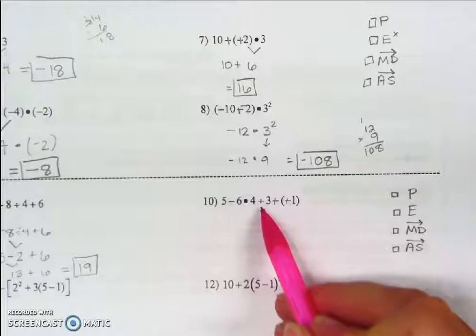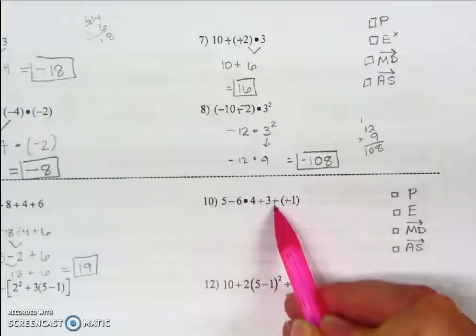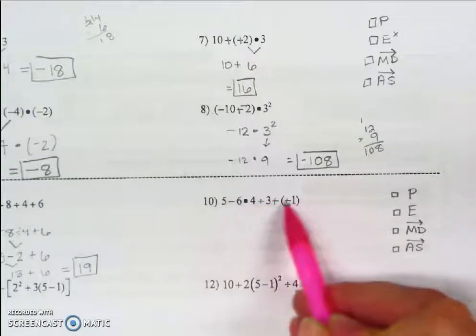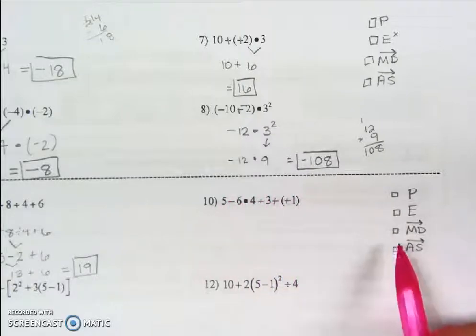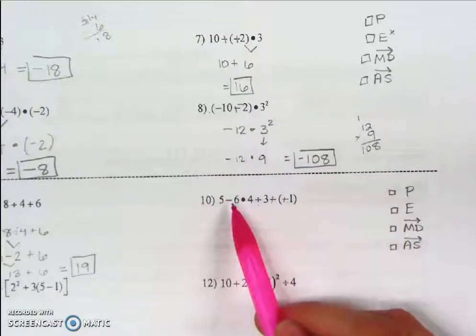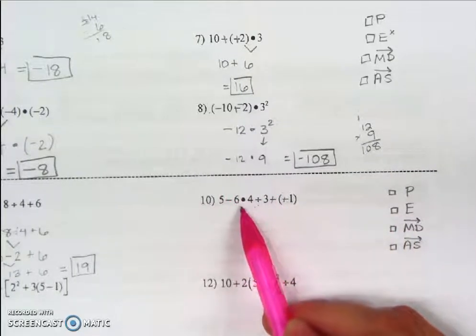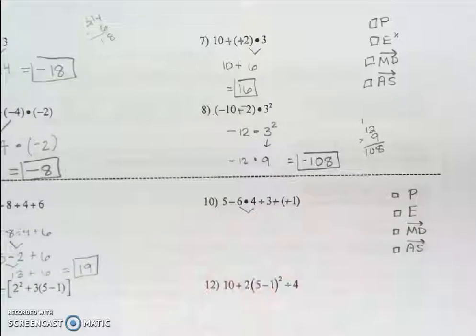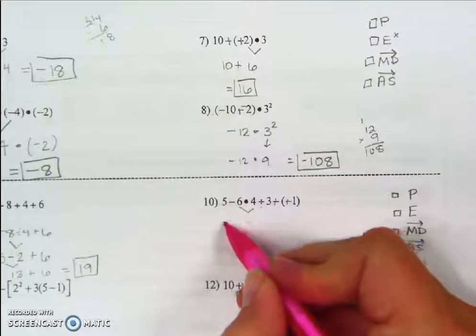Subtraction, multiplication, division, and addition. So I don't have any parentheses really with operations. I don't have any exponents. So now I look for multiplication or division, left to right. There's my first one. That's multiplying. So that's what happens first. We're going to bring down the 5.